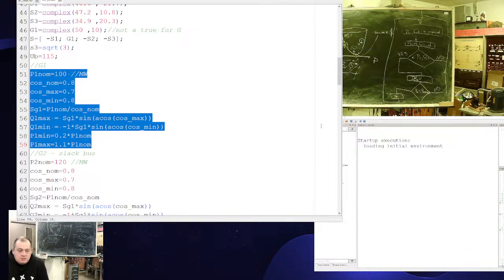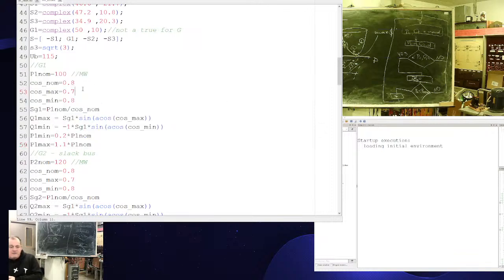For the machine, for the generator, I have a nominal power. Rated power, 100 megawatts. Okay, good. Also, I will receive this value, the rated power factor. But for this machine, also from the manufacturer, I should get these two digits. They are setting limits on reactive power.